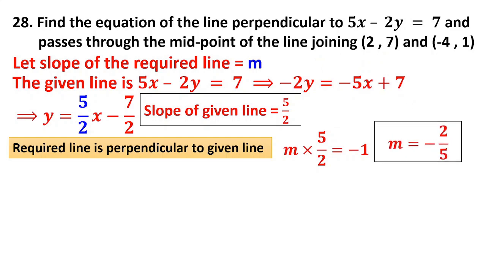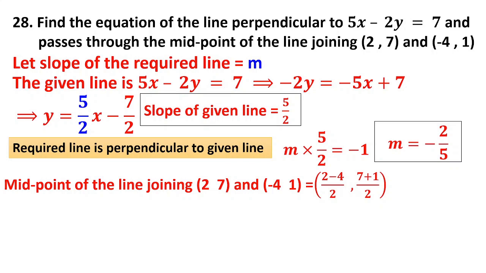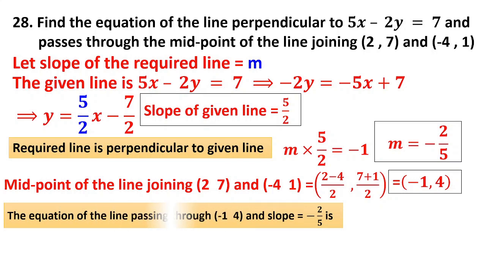Now we got the slope. Now we have to get a point. For that, it is given that the line passes through the midpoint. To get the midpoint of the given 2 points, it is x1 plus x2 by 2, y1 plus y2 by 2. Therefore, I am getting them as minus 1 comma 4. Making use of the given slope and the point, we are making use of the point slope form: y minus y1 is equal to m into x minus x1.